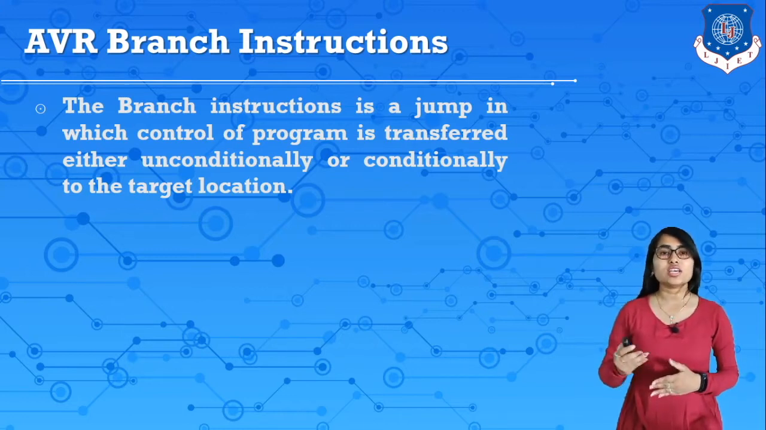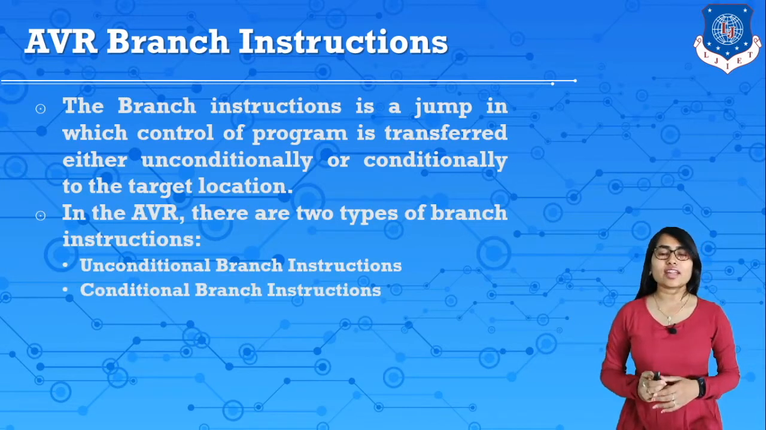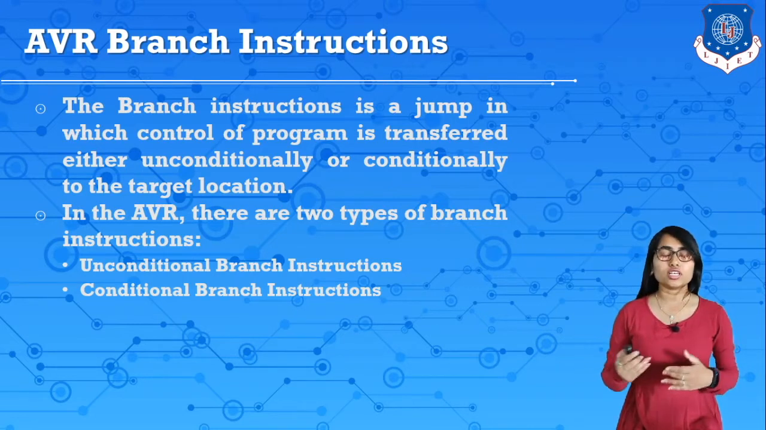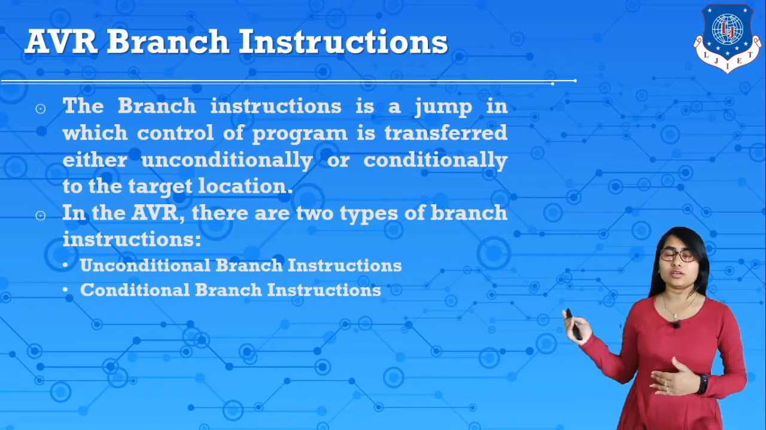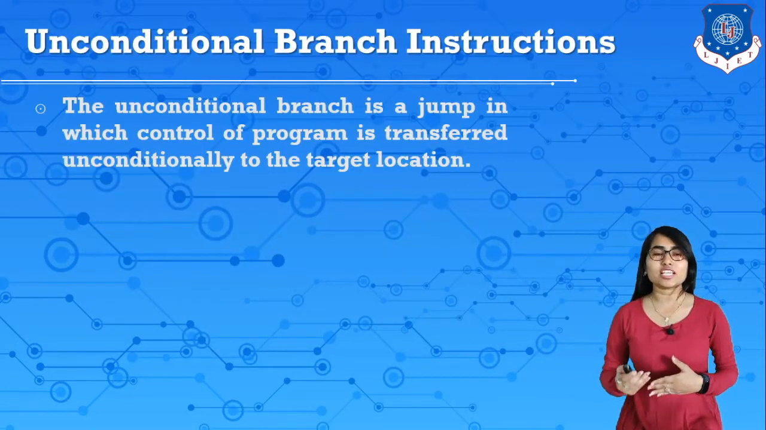That means at another location there is some program, and that program is going to be executed after this branch instruction. In AVR there are two types of branch instructions: unconditional branch instructions and conditional branch instructions. So let's discuss these two branch instructions briefly. First we have the unconditional branch instructions.